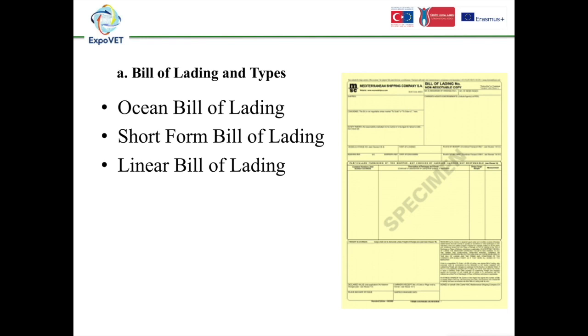It has three main functions. It indicates that the goods to be sent to the importer have been received by the carrier. It is a contract of carriage between the carrier and the shipper. It's a document representing the sent goods and expressing the right of ownership over the goods.